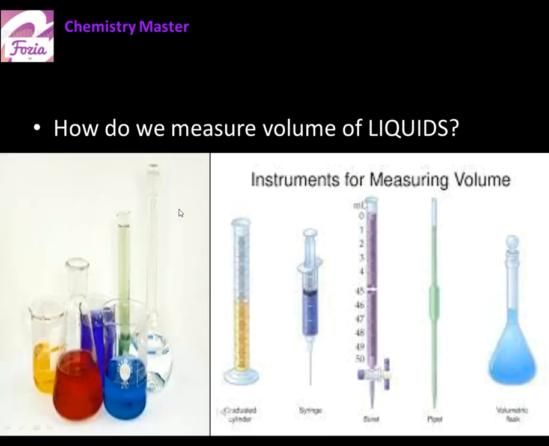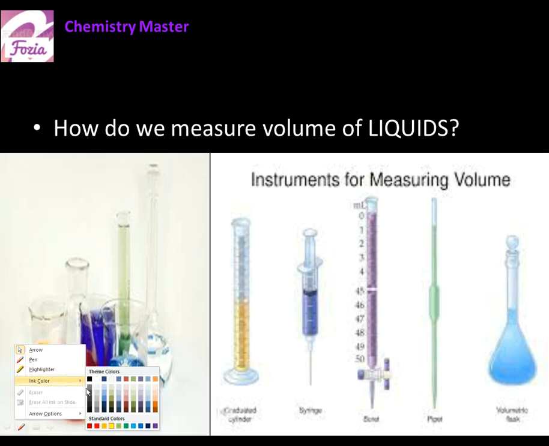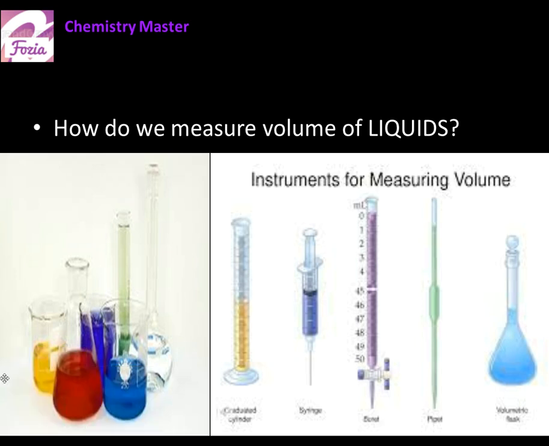The next is, how do we measure the volume of liquids? There are different instruments especially designed to measure the volume of liquids. Remember that liquid is the phase in which there is no specific shape, but the volumes are exactly the measurement of the amount of mass. So we need to be very accurate in taking these measurements.